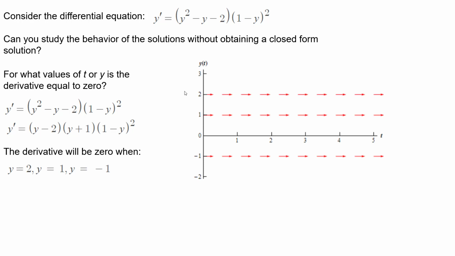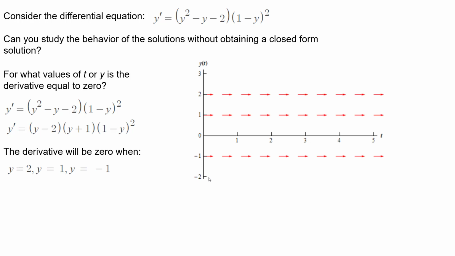Okay, so you came up with three solutions just by asking the question for what values of t or y is the derivative equal to 0. You came up with the solutions, okay? All right, so now the question becomes, what happens in between? What happens in between?